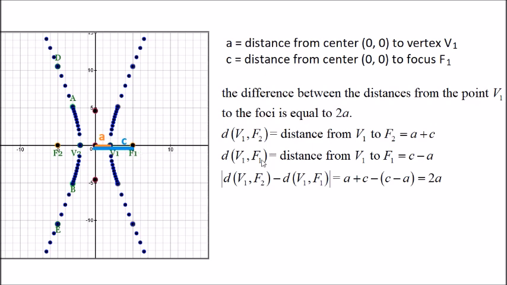The distance from V1 to F1: from here to here is A, from here to here is C, and therefore the distance from V1 to F1 will be C minus A.